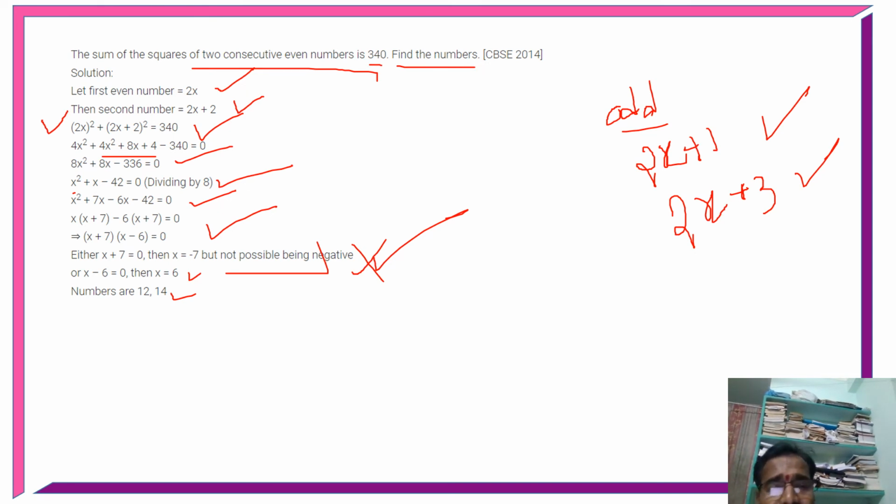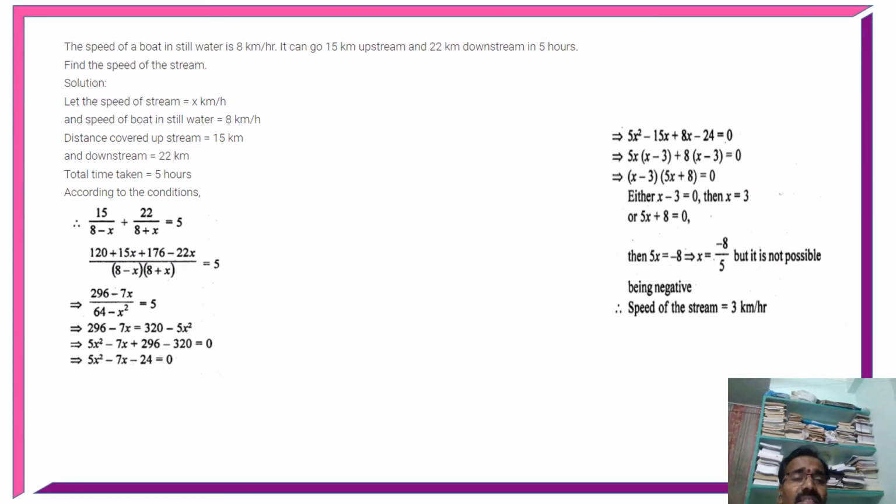Let us go with the next slide, with the next problem. So please, students, read the question thoroughly, frame the equation, and apply the appropriate method. Now let's go with the next slide.